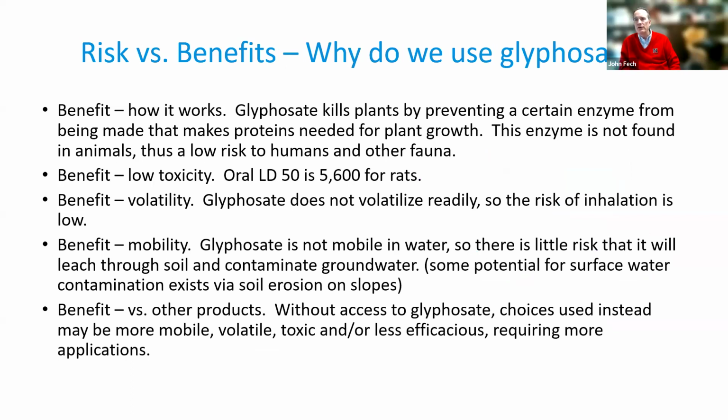If you drill down a little further, pesticide to herbicide down to glyphosate, why do we use glyphosate? Well, there are 5 things here. First of all, how it works. Glyphosate kills plants by preventing a certain enzyme from being made that makes proteins needed for plant growth. I remember studying this way back. I think there are 3, in fact, alanine, phenylalanine, and tryptophan that are produced, and those are needed. And the glyphosate is a blocker, doesn't allow those to be produced. What's interesting is this enzyme, or these enzymes, plural, not found in animals. Thus, they're at a low risk to humans and other animals, other fauna.